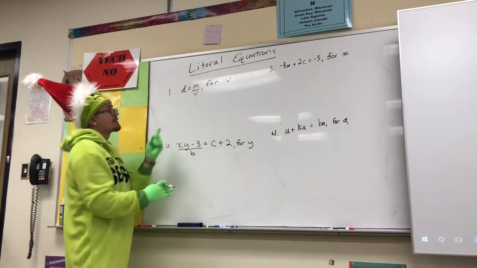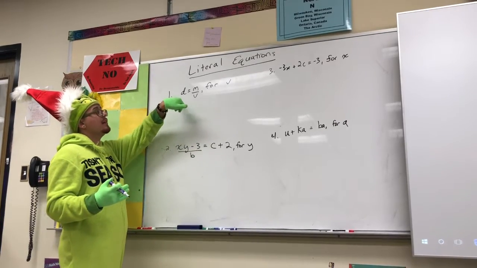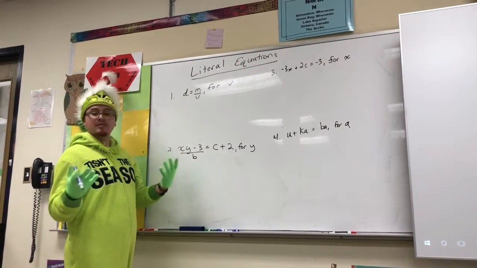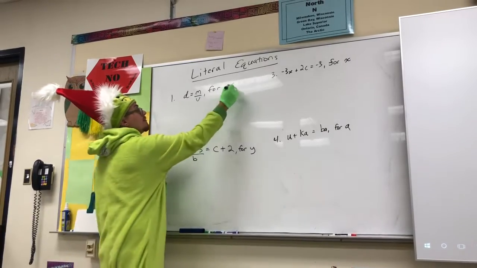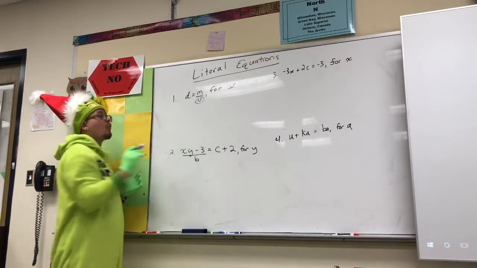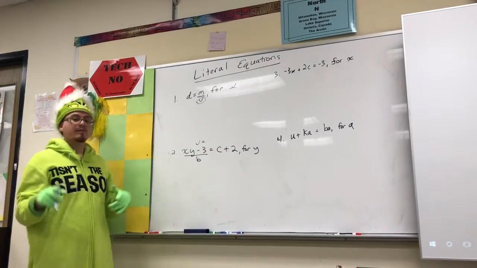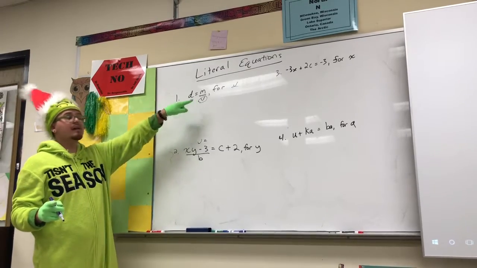So for number one, this is the density formula. You will use this in your science classes. So if you have D equals M over V, which is division, you want to get V by itself. I always make sure I mark which variable I actually want. So I'll put that at the bottom just to help me remember where I'm going so I don't lose track. So I need to get the V by itself.